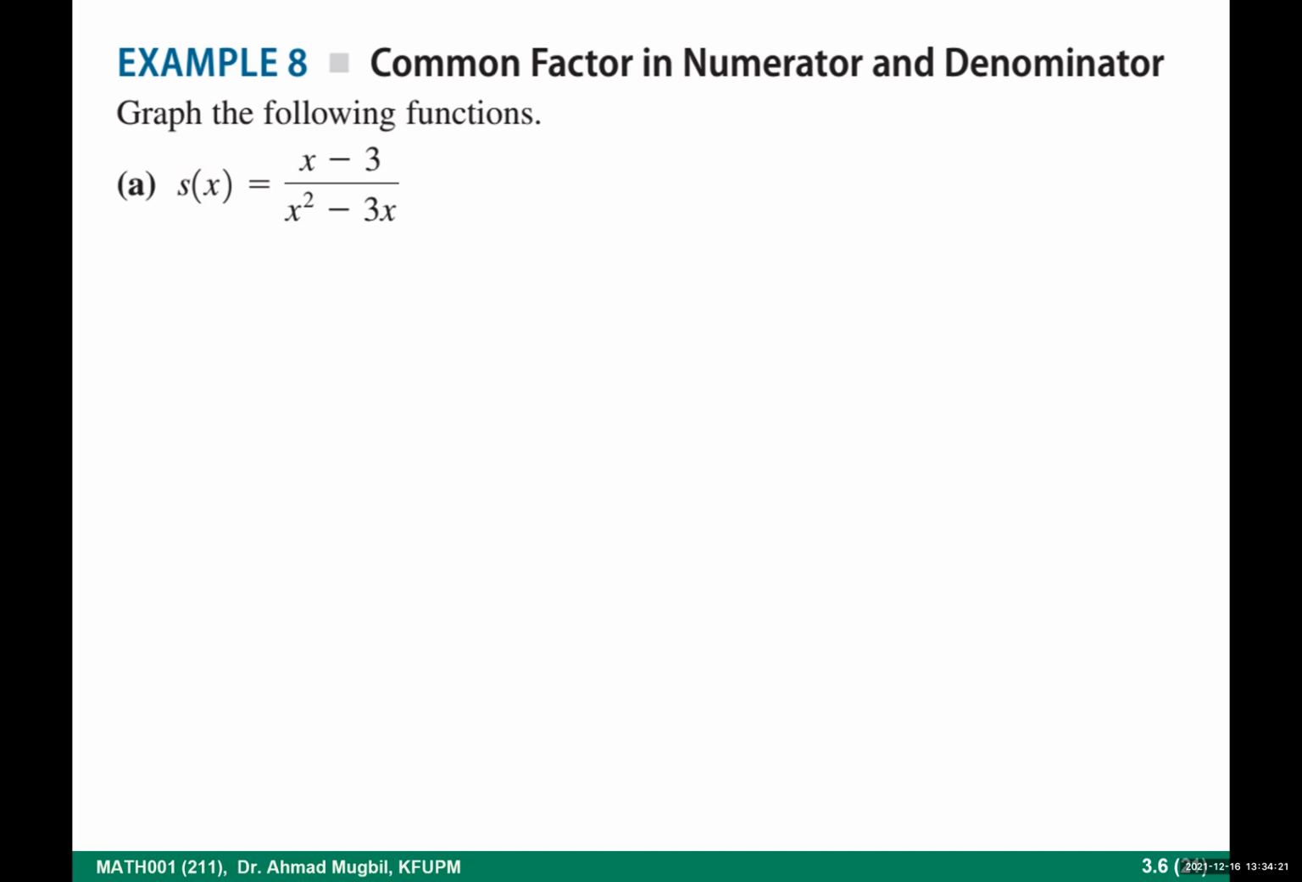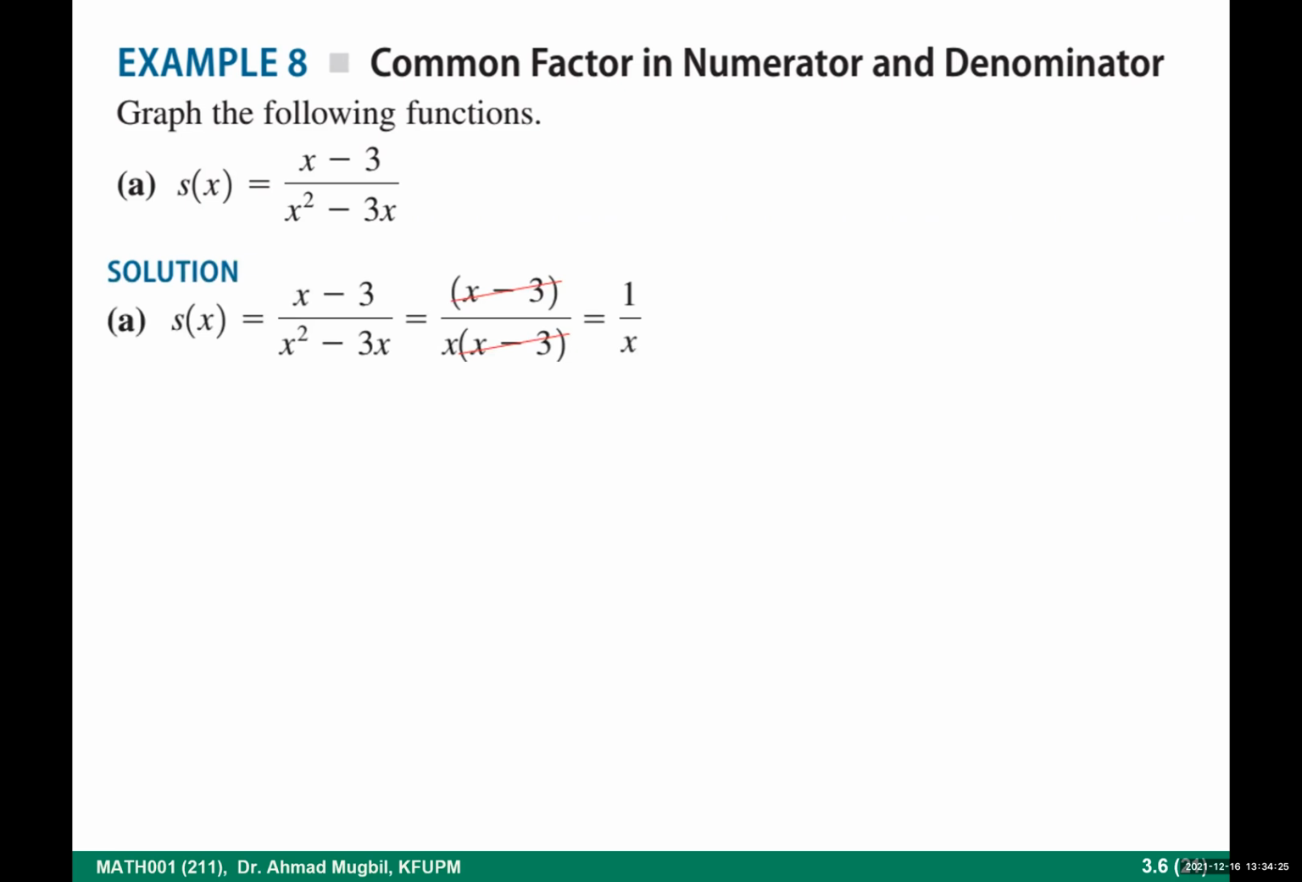What should you do before deciding about the vertical asymptote? Factor. And then cancel the common factors between the numerator and the denominator. Now you can answer. What is the vertical asymptote? x equals 0. This is a vertical asymptote. What about x equals 3? The function is not defined at 3 and at 0. But at 3, there is a hole. At 0, there is a vertical asymptote.